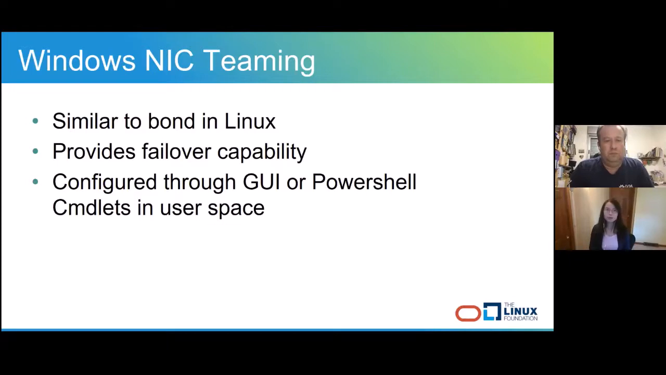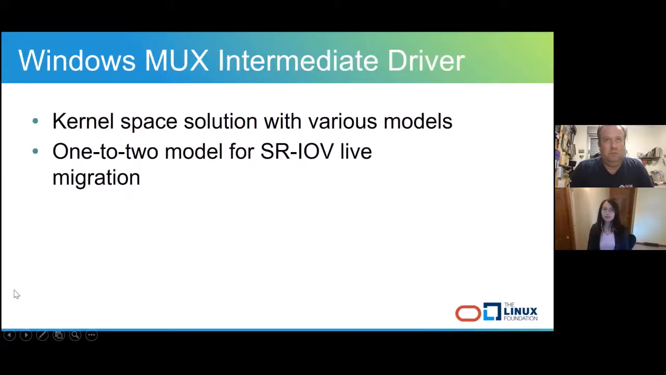However, we prefer a solution in kernel space to switch the data path automatically, so the user doesn't need to spend time or effort configuring user space. The Windows MUX Intermediate Driver is a kernel solution. It exposes one or more virtual adapters based on the relationship between the virtual adapter and the underlying network adapter. It has various models. Today, I only introduce the 1-to-2 driver model for SR-IOV live migration. This model is similar to NIC Teaming in failover mode, and its architecture is also similar to the 3-netdev model in Linux.